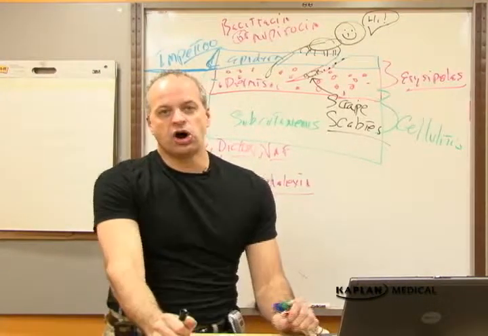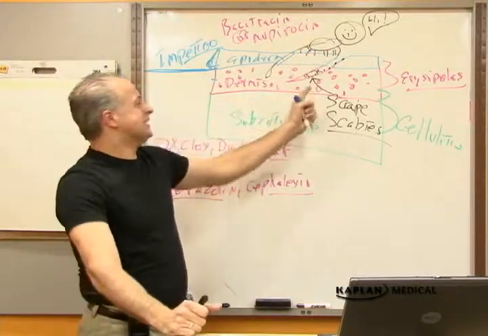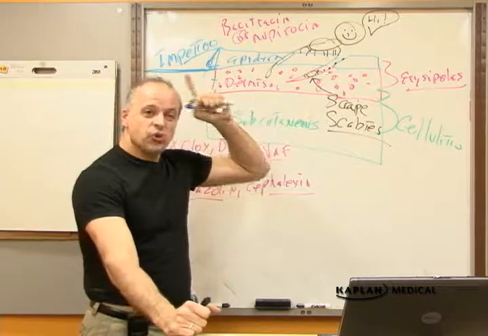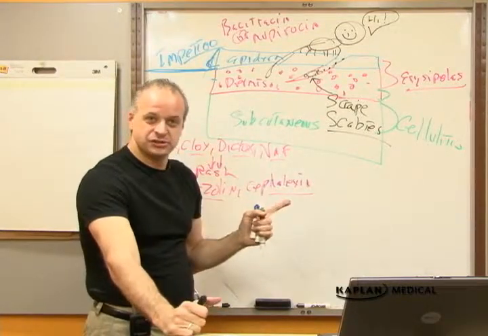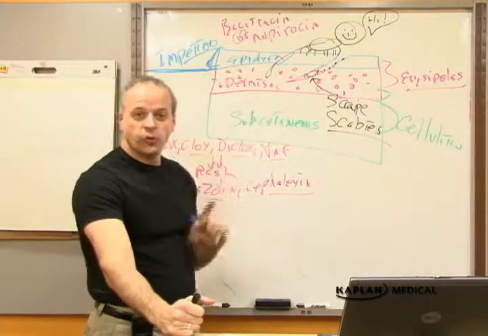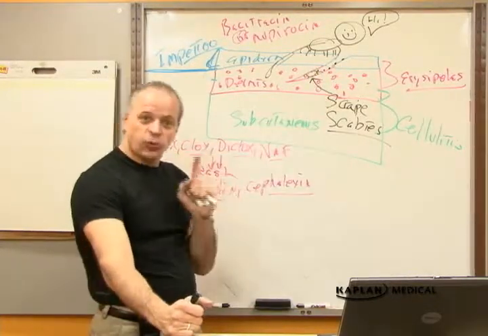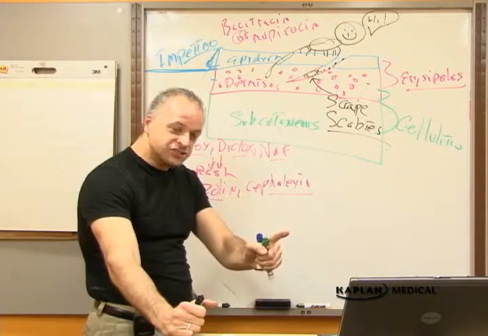Crabs or pediculosis are on the surface. Scabies has to be scraped out. Which one of these itches? Scabies. Which one is burrows? Scabies. Which one is web spaces? Scabies.